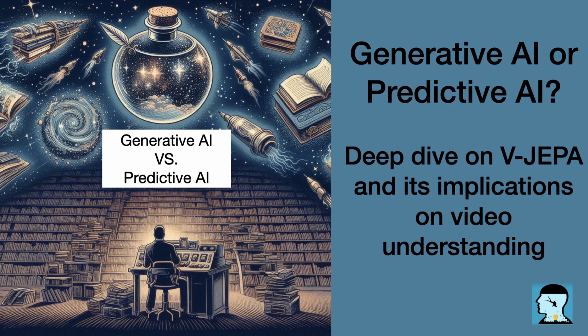3. Predicting the missing patches. V-JEPA then uses a predictor network to predict the embeddings for the missing patches based on the embeddings of the visible patches. The predictor network learns to fill in the missing information by understanding the context and relationships within the video. 4. Combining embeddings. V-JEPA combines the predicted embeddings with the embeddings of the visible patches to create a complete set of embeddings for the entire video clip.